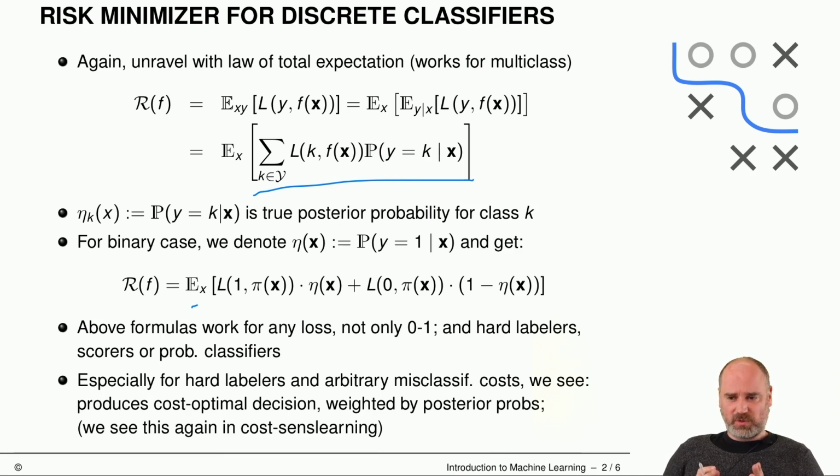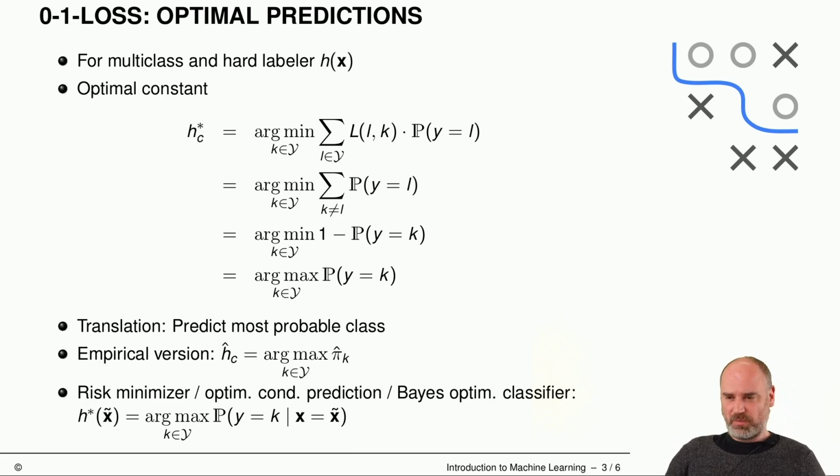The reason why I'm not doing this here is that there's a whole area in machine learning called cost-sensitive learning, which is also part of this lecture in a later chapter, and we're going to look at this anyhow, and I don't want to do this now. So, okay, enough rambling about more complicated things. Let's really take a look at 0-1 loss now. So let's do this for multi-class and for hard labelers.